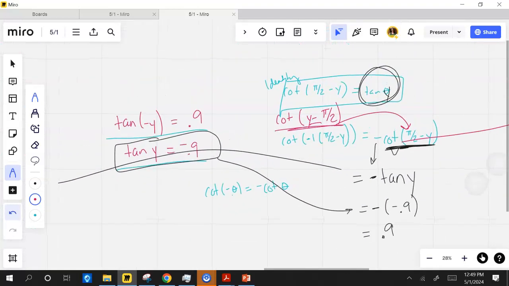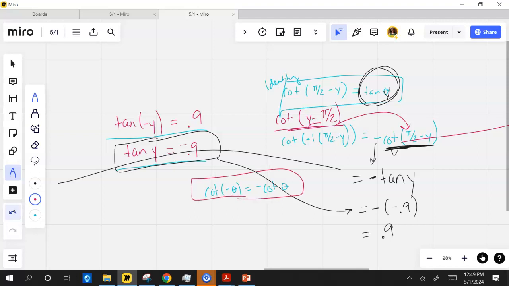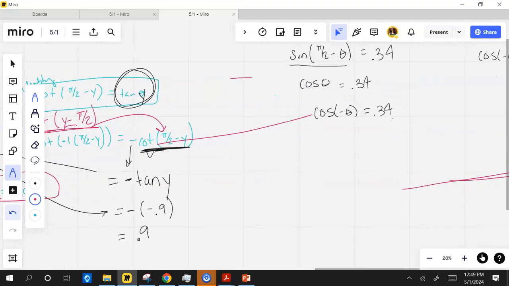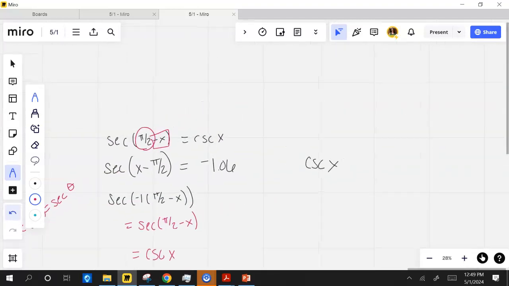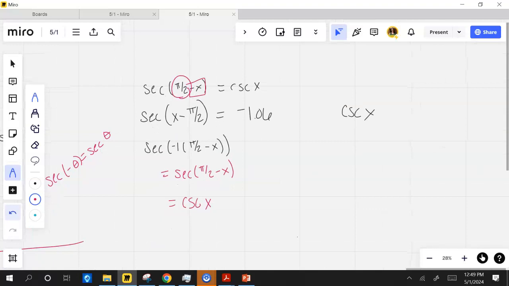Is this 9? Cotangent of negative because of this identity. If it's negative inside, then it makes it negative on the outside. They're different, yes. So this one, yes. So cosecant theta is going to be exactly what I started with, which was negative 1.06.